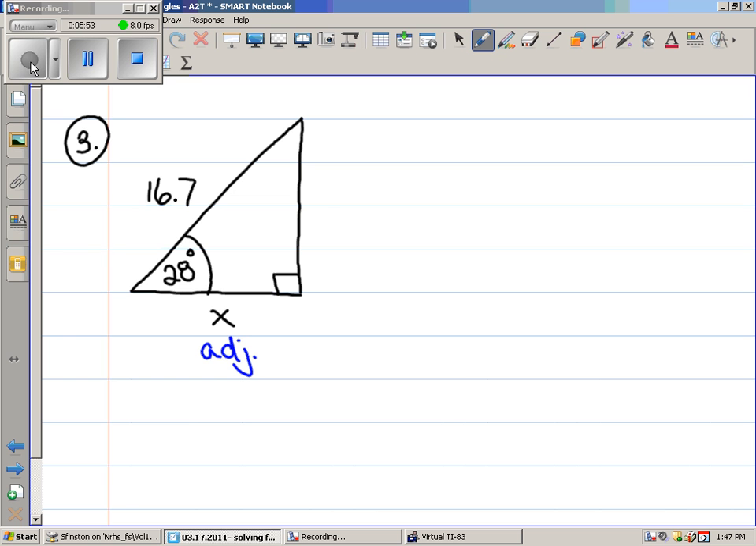And what about this one? This is a hypotenuse. And so we got adjacent, we got hypotenuse. Which one of the functions are we using? Cosine. Let's cosine it up. The cosine of 28 degrees equals the adjacent side over the hypotenuse.